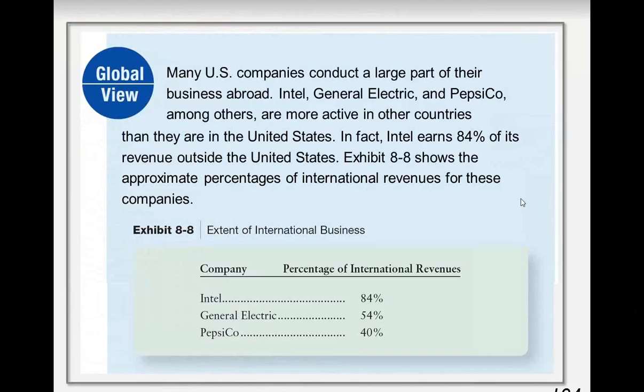As most of you know, from a global perspective, many U.S. companies conduct a large part of their business abroad. Intel, General Electric, Pepsi, among many, many others, are more active in other countries than they are in the United States. In fact, Intel earns 84% of its revenue outside the United States. Exhibit 8-8 shows the approximate percentages of international revenues for these companies. So Intel has 84% of international revenues, General Electric 54%, and PepsiCo 40%.